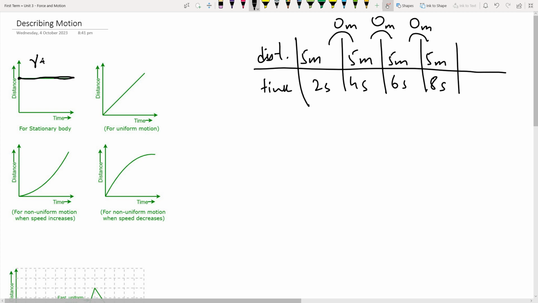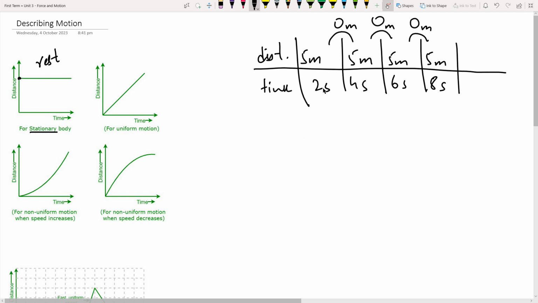This is what we call rest or stationary, right? Stationary means not moving, right? So this is the case of rest. I'm going to write rest so that you don't get confused by this word stationary, right? It's the same idea, just two different words.